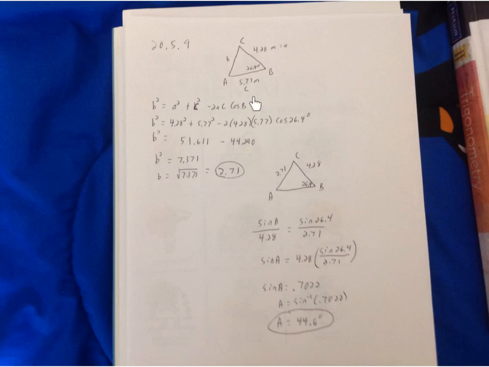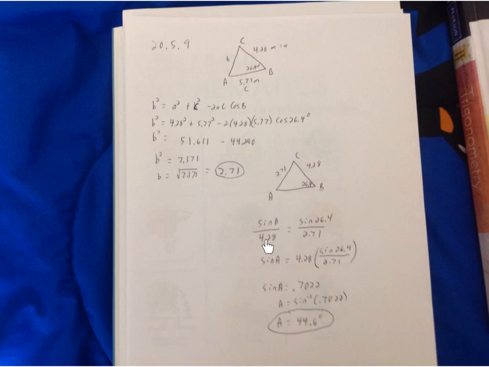So I redrew this with the relevant information. There's B, and these two were given. We want to find angle A, so you want to use the law of sines. So the sine of A over its opposite side, 4.28, would equal sine of B, which is 26.4, over its opposite side, 2.71.